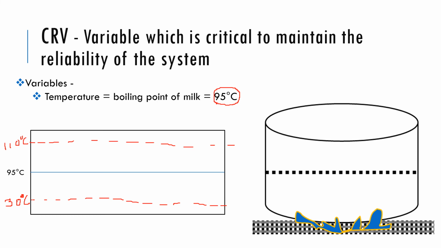So this points us towards the criticality of the variable. The critical reliability variable here, the temperature, would be the boiling point of the milk. So to apply this to your system in actual plants or field, it is good to start at that point, which will ensure your system remains at the best possible state.